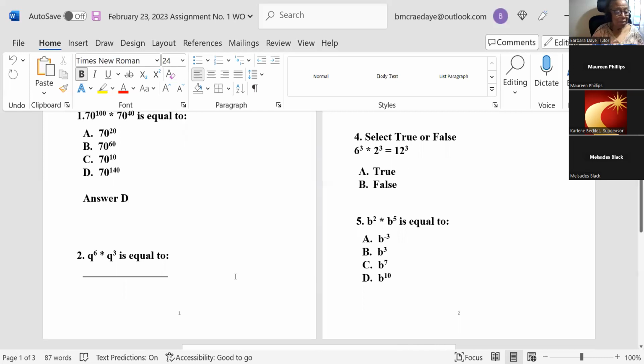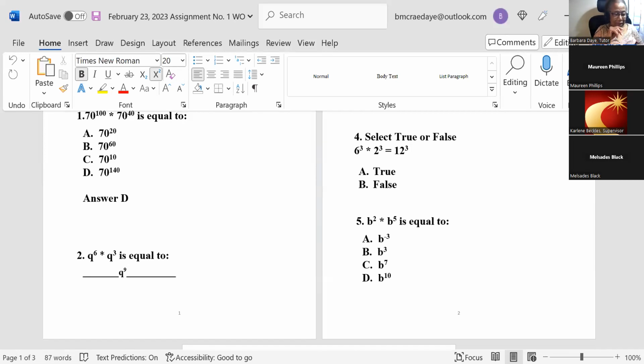But Mercedes, you had this one correct. What's the answer for number two? Q to the what? Q to the sixth times Q to the third is equal to what? Q to the ninth power.